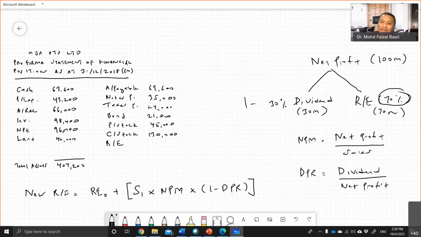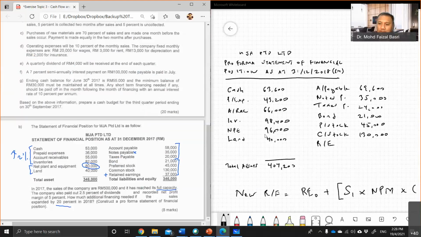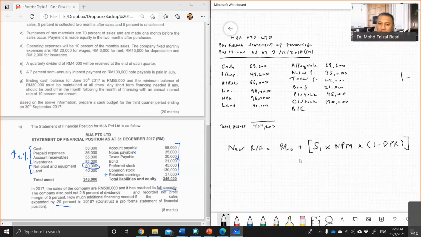If you don't get the idea, you have to recognize or memorize the formula in order to get the new retained earnings. So based on this formula, we're going to incorporate the information that we have so far. The old retained earning from the question was 37,000.